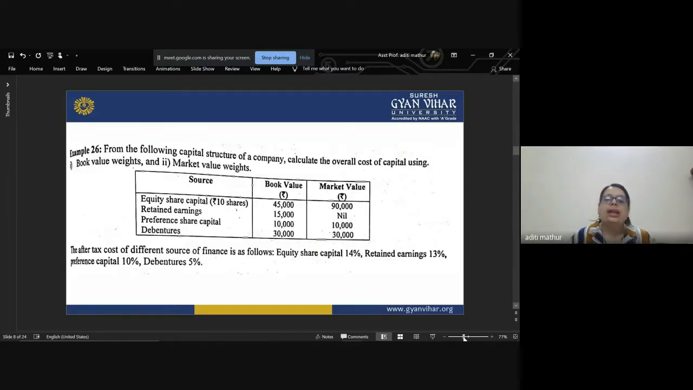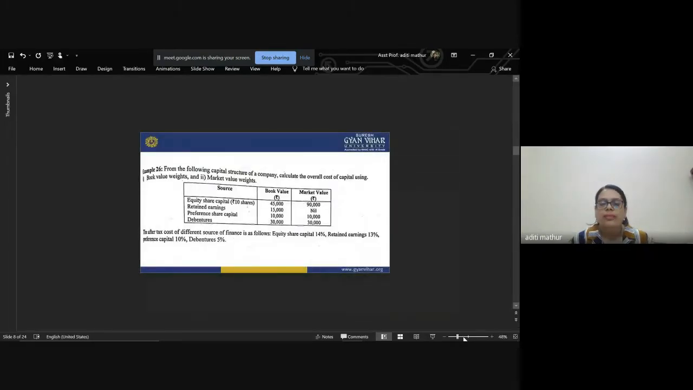In the question, they have also given us the after-tax cost of different sources of finance, and they have directly given you the rates. That is for the equity share, it is 14%, retained earnings, it is 13%, preference share, it is 10%, and for the debentures, it is 5%. So now let us start solving the question. First of all, we are going to solve case A when we have to use book values.